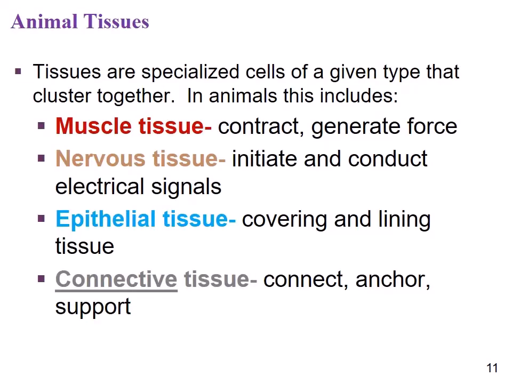So if we look at animal tissues, again, tissues are specialized cells working together. Animals have muscle tissue, nervous tissue, epithelial tissue, and connective tissue. Muscles contract and generate force. Nervous tissue initiates and conducts electrical signals to send messages. Epithelial tissue is covering and lining tissue, and then connective tissue is a big group. Anybody who takes anatomy and physiology, probably anatomy, I guess, would know that there's lots of different kinds of connective tissue.